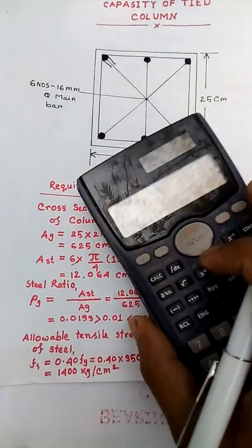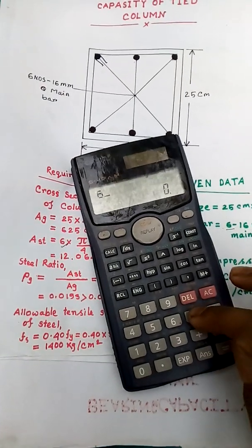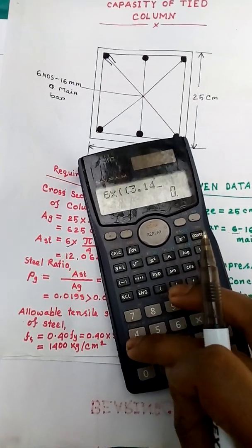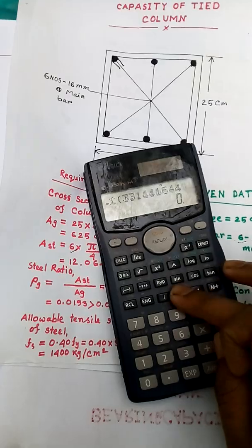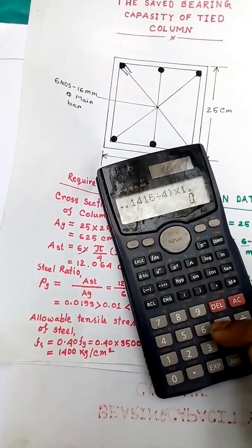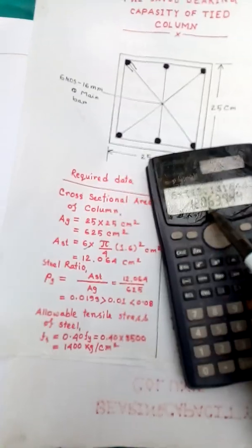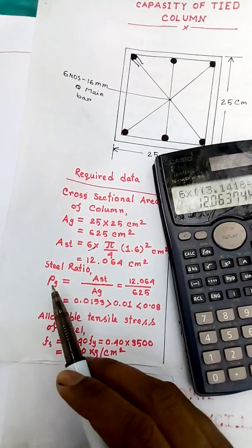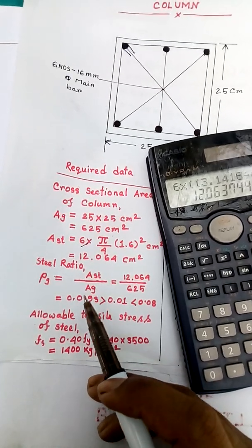Then we can get 6 into pi, the value of pi 3.1416, by 4 into 1.6 whole square, equal to 12.064 square centimeter.